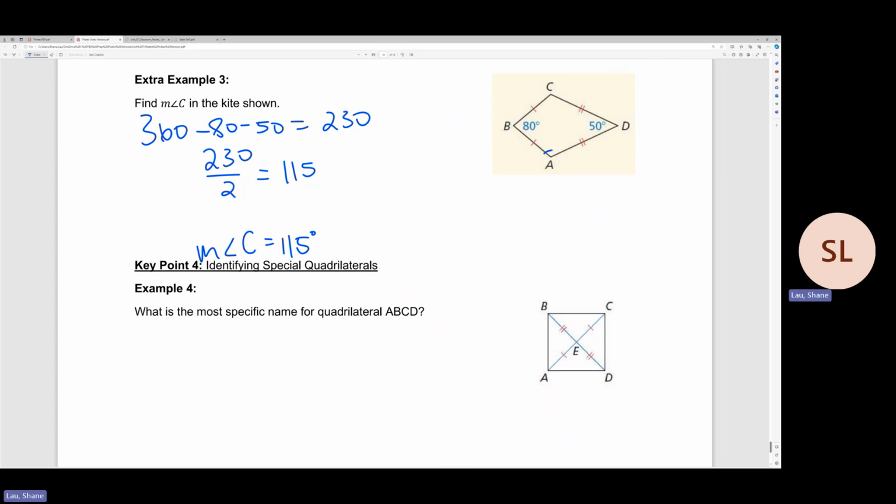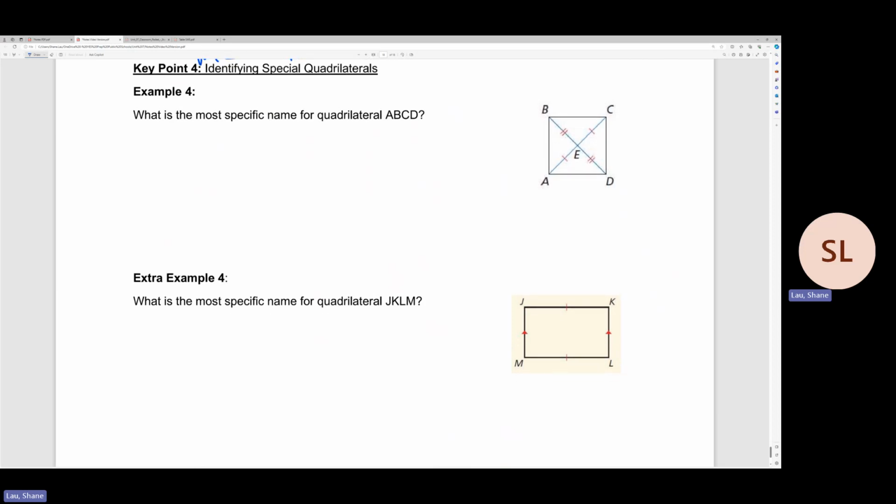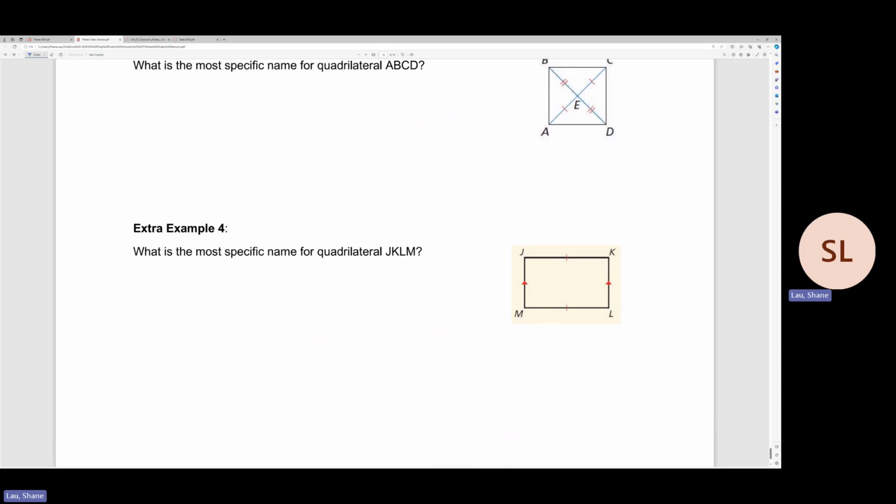Okay, so just to make sure that we have all that taken care of. And now here you want to be careful. We don't actually have a key point for this, at least not in our notes, but it's like a section heading. Example 4: what is the most specific name that we can give for this quadrilateral? This is where it gets really tricky. So you really need to have that flow chart, that table, ahead of you so that you can reference it.